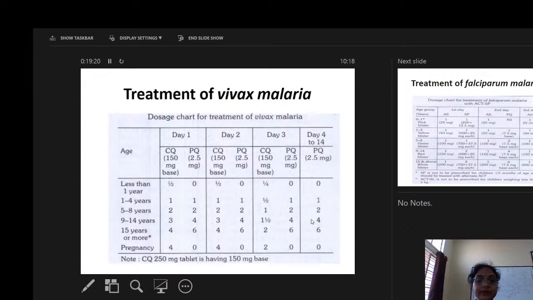Next, the treatment of Vivax malaria. I kept this as a chart. On day 1, for Vivax, as I told you all, we will give chloroquine and Primaquine. If the patient is less than 1 year, chloroquine 150 mg base, you will give half, and Primaquine 2.5 mg is 0. We will not give Primaquine for infants. I already told you all that. And for pregnancy also, we will not give Primaquine. Okay, try to keep this in mind.